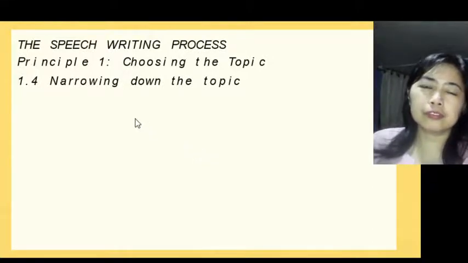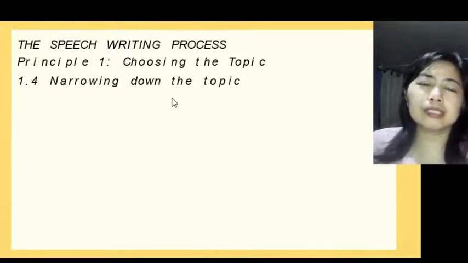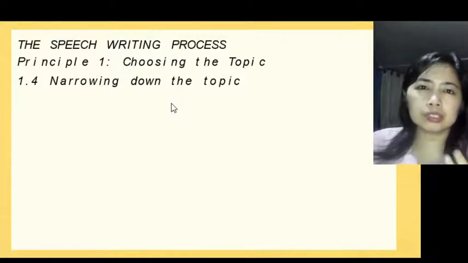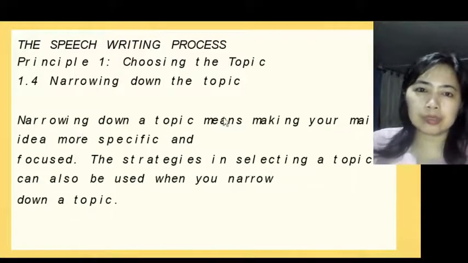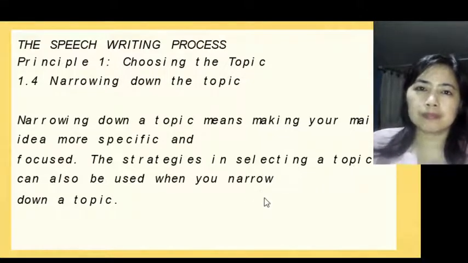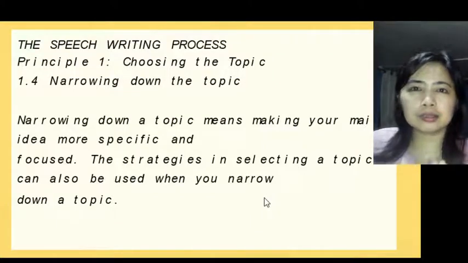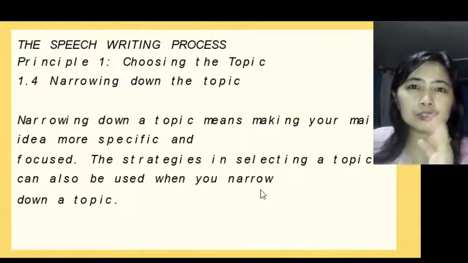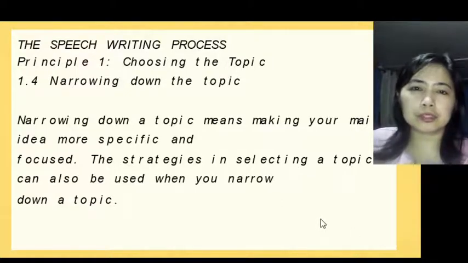So the fourth subtype for choosing the topic is narrowing down the topic. Now that you already know what your topic is, then you narrow it down. It means making your main idea more specific and focused. The strategies in selecting a topic can also be used when you narrow down a topic. So that is also effective. From general to specific, that is very helpful for you in how you narrow down a topic.